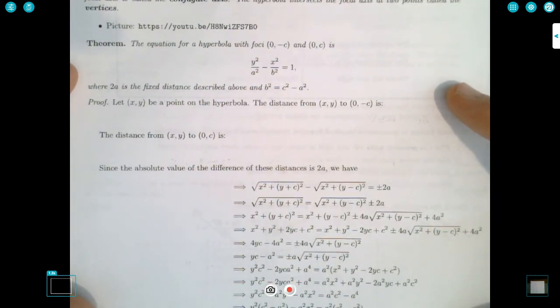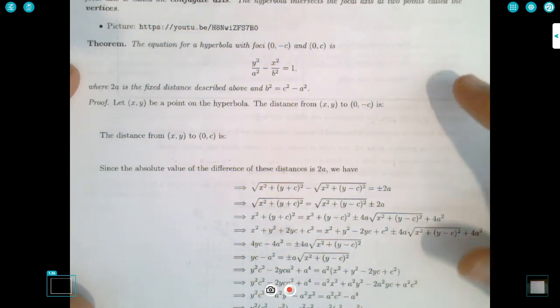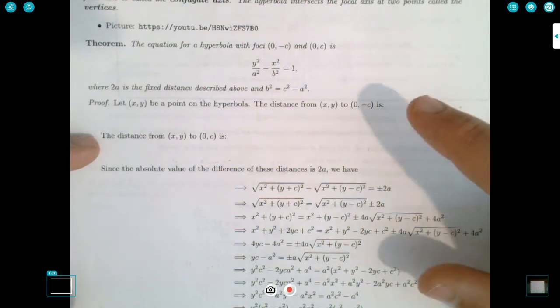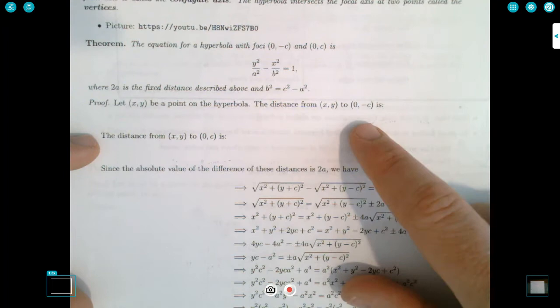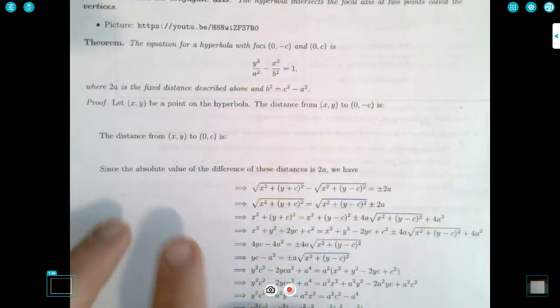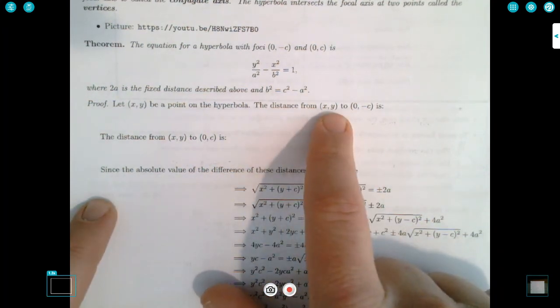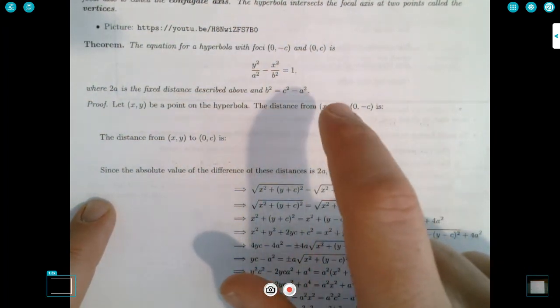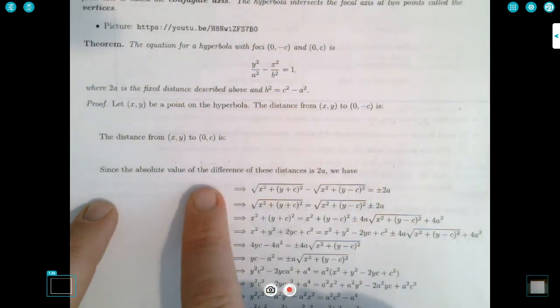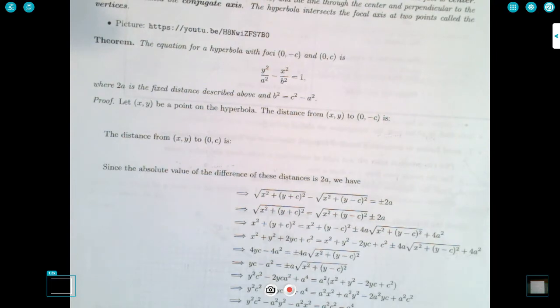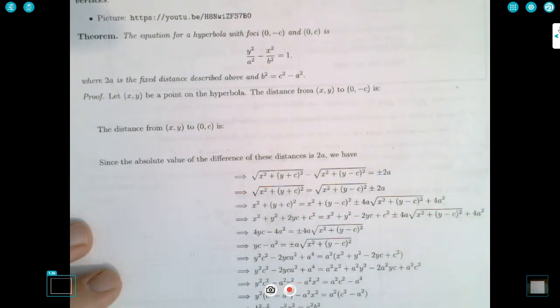Most of it is actually written out for you, but all you have to do is find the distances between the point and the focus, and then the absolute value of the differences has to be 2a. So you would have to do this absolute value of this minus this equals 2a, and then that leads to all the rest of it. So that's that.